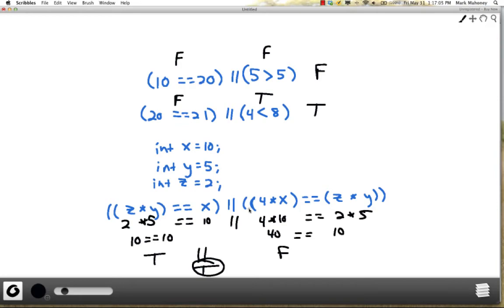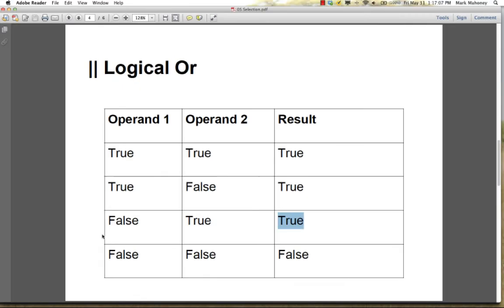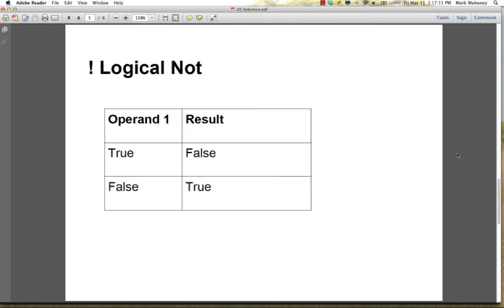Okay, let's move on to our third logical operator, called the logical not. Not is not a binary operator, it's called a unary operator. It only has one operand. So not negates, or takes the opposite of, the operand. If your operand is true, not true is false. If your operand is false, not false is true.